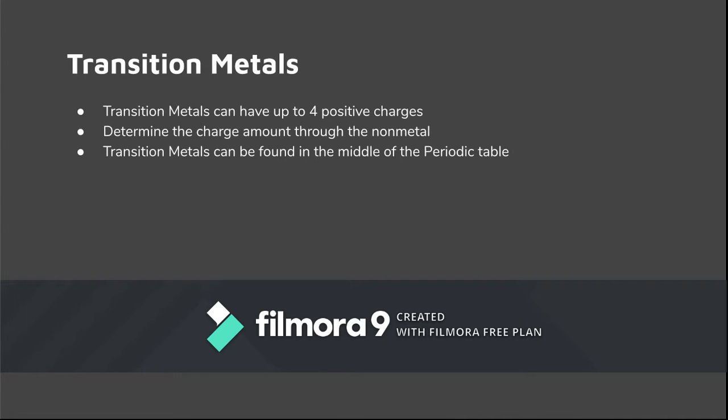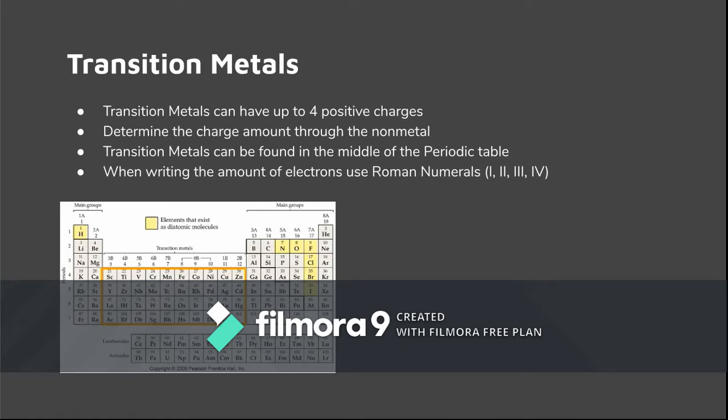Transition metals can have up to 4 charges. You can determine the charge amount once you've found the nonmetal. Transition metals can be found in the periodic table. The orange square is where the transition metals are located. When writing the amount of electrons, use Roman numerals.